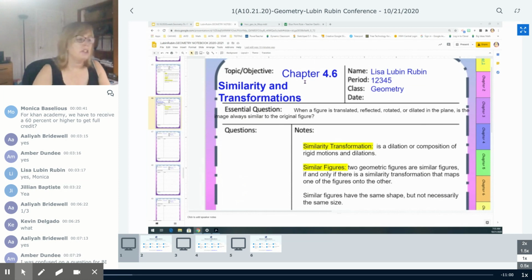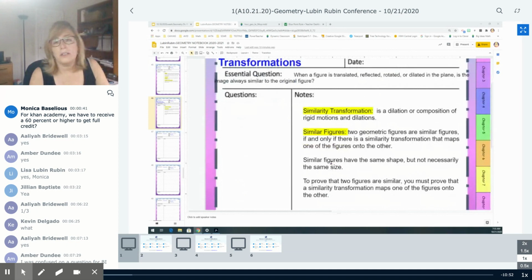So a similarity transformation is a dilation or composition of rigid motions and dilations, all right? That means you could have a glide, and then you could have a dilation, either an enlargement or a reduction. You could have a rotation, all right? So similar figures are two geometric figures that are similar if and only if a similarity transformation maps one of the figures onto the other.